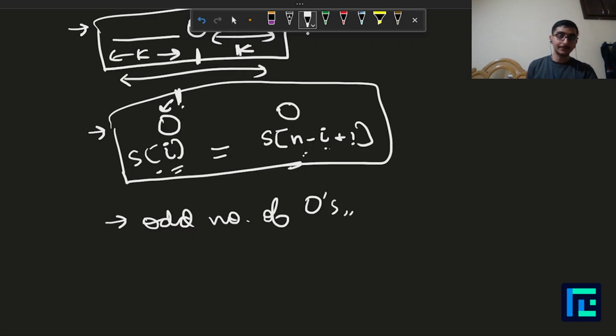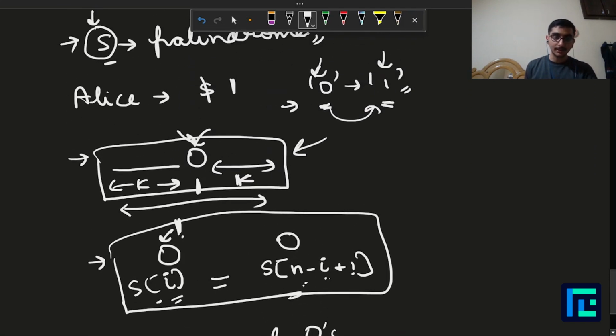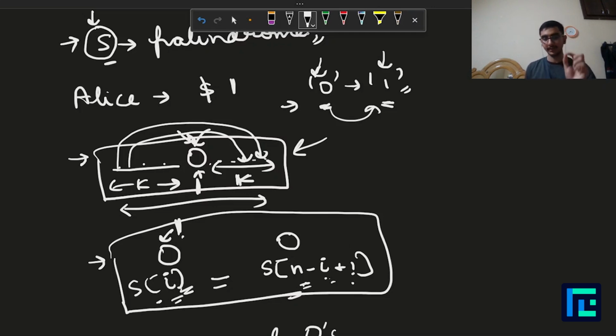Again, why is that? Because if 0 is in the middle, for every other index they would always form a pair. So the first index would form a pair with the last index, the second index would form a pair with the second last index, and so on, right? The ith index would form a pair with the (n minus i plus 1)th index, except the middle because it forms a pair with itself, so you can consider it alone. But all other indices would form a pair with some other index.